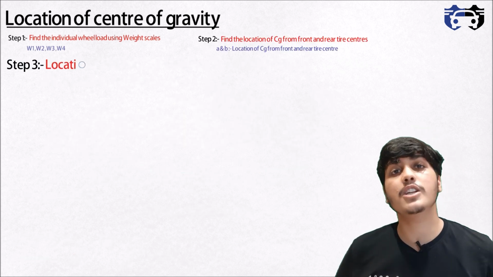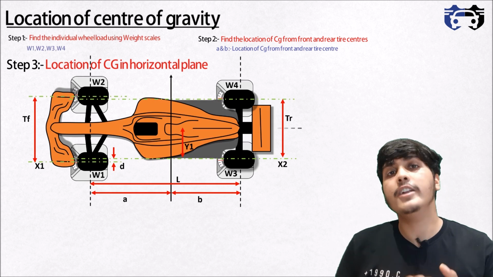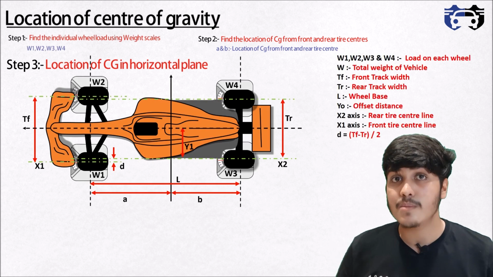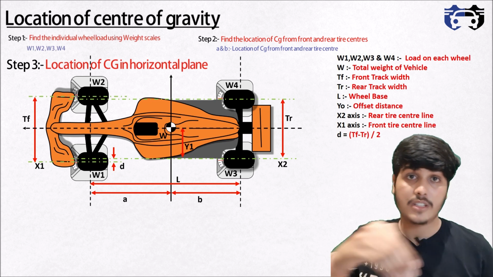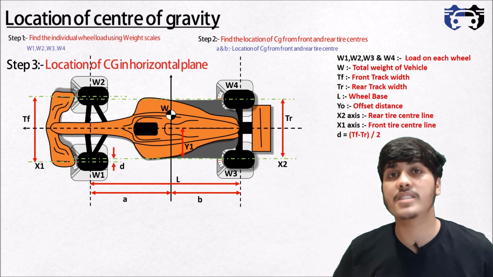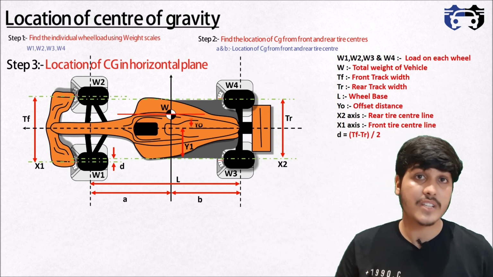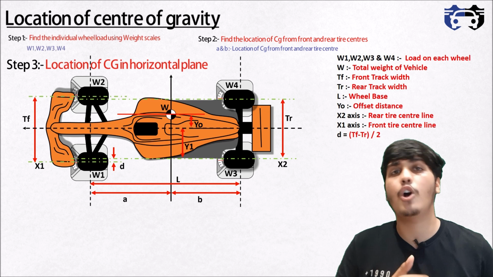Step 3. Location of center of gravity in the horizontal plane, that is the top view of the vehicle. According to the loads on the left and right tire, it's possible the center of gravity is not along the central axis or the longitudinal axis and it is slightly shifted from the central line. So, taking a general case here, we will find the offset distance of center of gravity from the longitudinal axis.